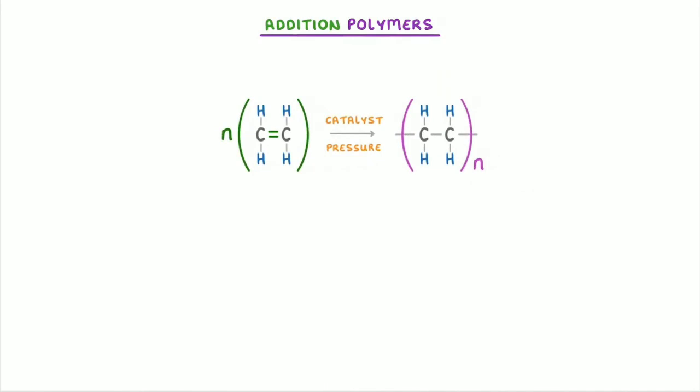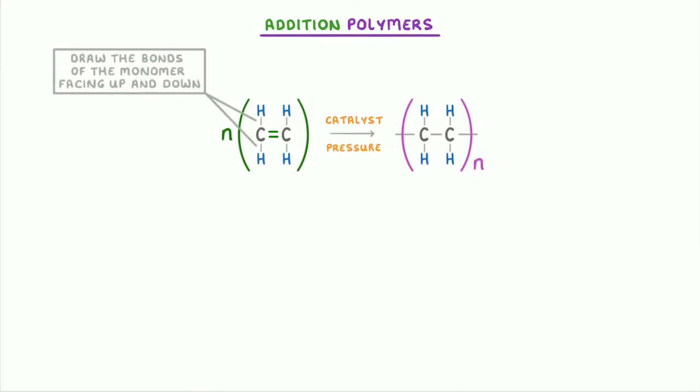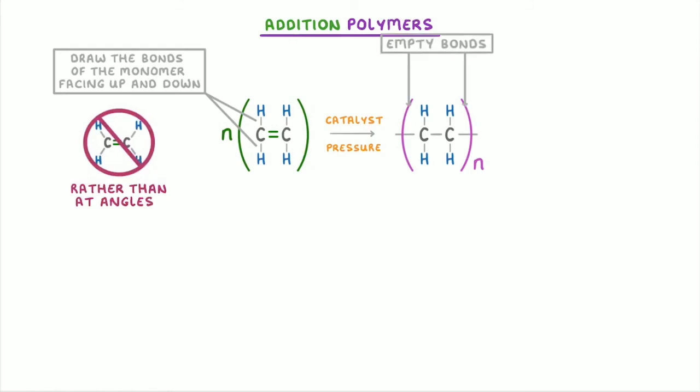When it comes to writing out these equations yourself, there's a few points that you need to remember. One is that you need to draw the bonds of the monomer facing up and down rather than out at angles. And on the repeating unit, you need to draw these empty bonds pointing out to the left and right that go through the bracket.